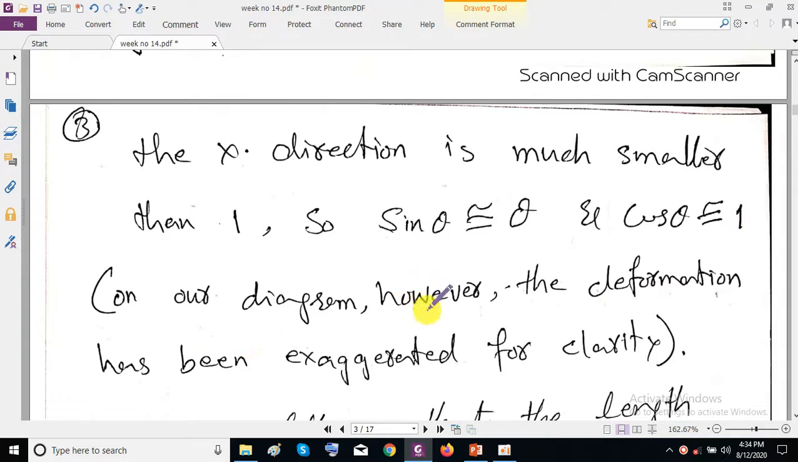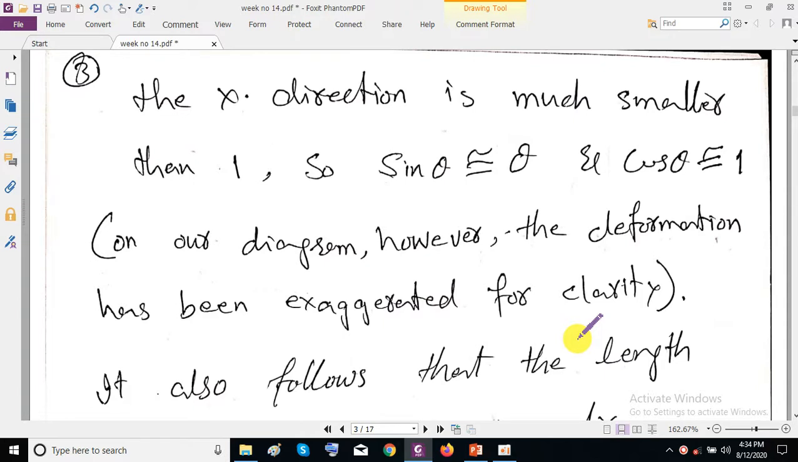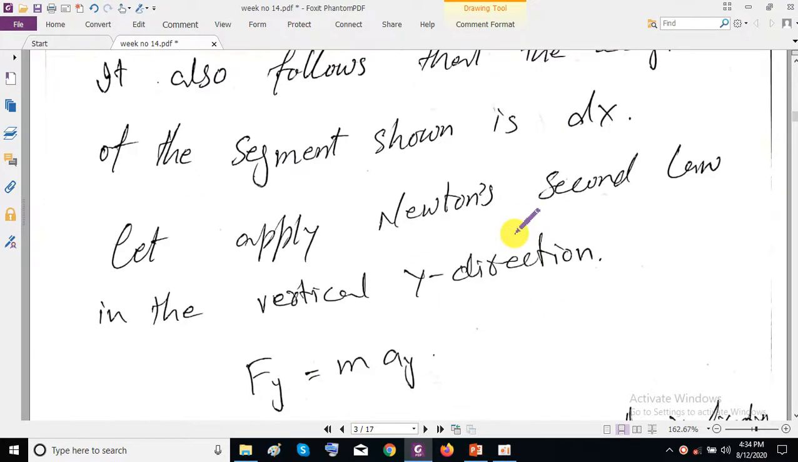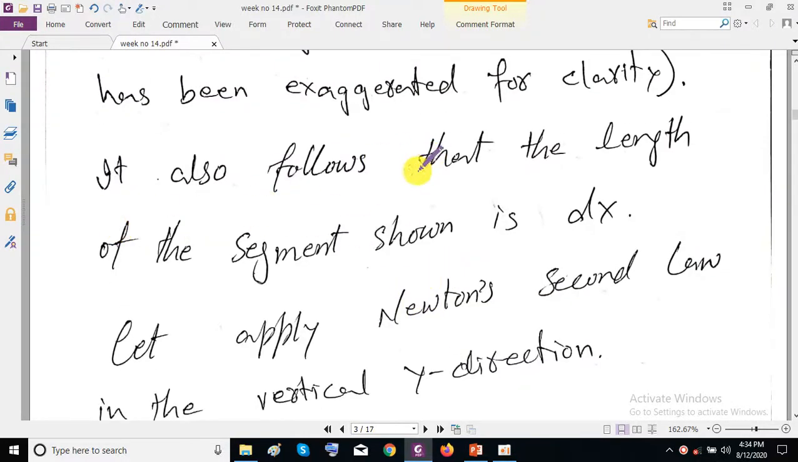In our diagram, however, the deformation has been exaggerated, zoomed for clarity. We zoomed over the small portion just to show clarity. It also follows that the length of the segment is dx. As I mentioned, dx is the length of the segment, meaning the length is much smaller. This is a small length.